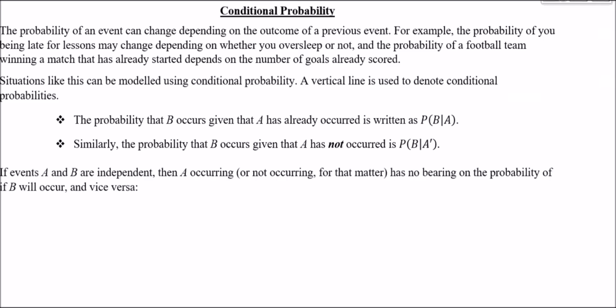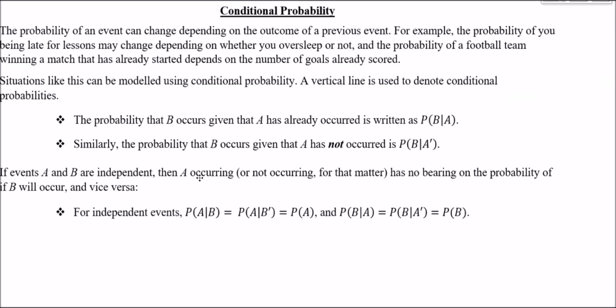Of course, if 2 events A and B are independent, then if A occurs, or doesn't occur for that matter, that would have no bearing or influence on the probability of whether B will occur or not. And the other way around. If B occurs or doesn't occur, that shouldn't affect whether A occurs or not. One doesn't affect the other because they're independent. They're free from each other's influence. Because of that, we can use conditional probability to help us.